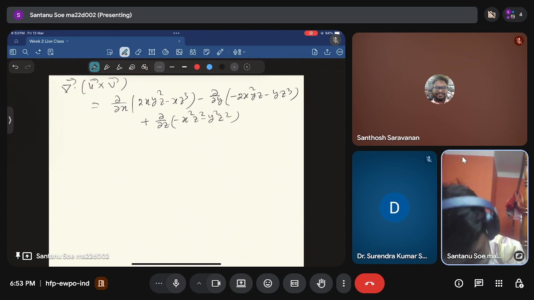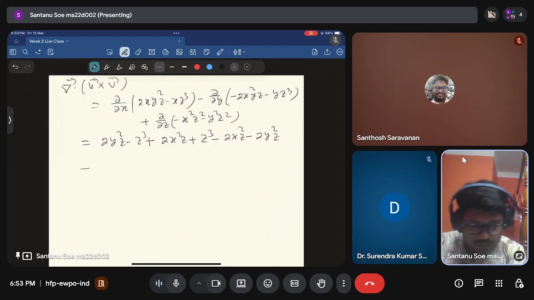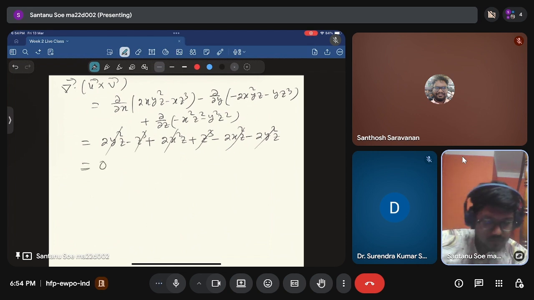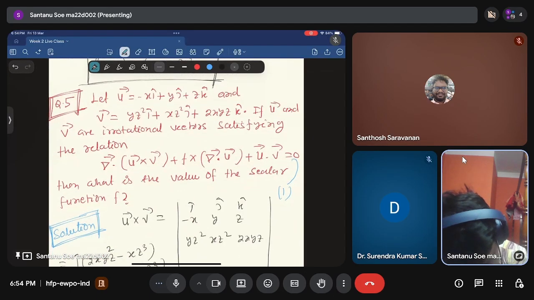Okay, so this will be just 2y square of z minus z cube. So this is plus 2x square of z plus z cube, and this is minus 2x square of z minus 2y square of z. Okay, so 2x square z and 2x square z cancel out. 2y square z and 2y square z get cancelled out, and z cube also gets cancelled out. So we have only 0, correct? So this term becomes 0.